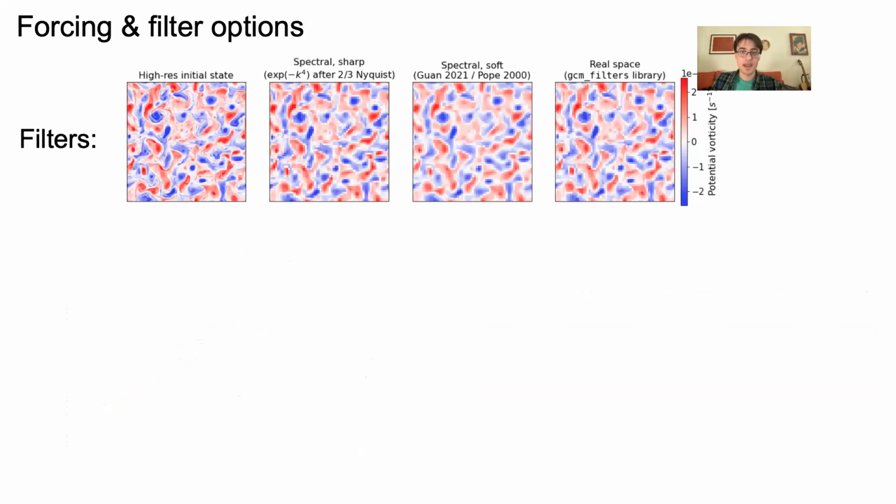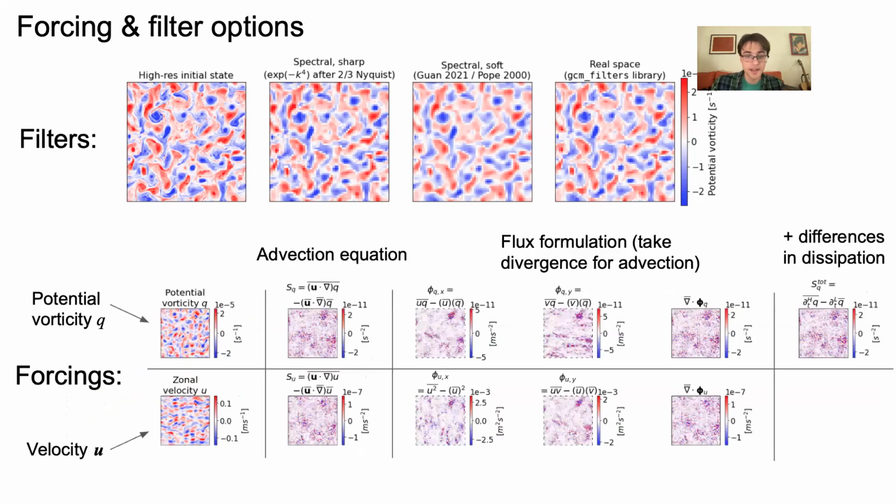We're going to try 3 different ways of filtering and coarse graining our high resolution states. 2 versions are spectral filters, which makes sense because PyQG is a pseudo spectral model, and 1 version operates in real space using the GCM filters library. We're also going to compute the subgrid forcing in different ways. We're going to compute it both in terms of potential vorticity and velocity, which we can convert back to PV using the curl. And we're going to do that using the traditional advection equation. We can also do it in a flux formulation where we predict two quantities whose divergence is approximately equal to the subgrid forcing.